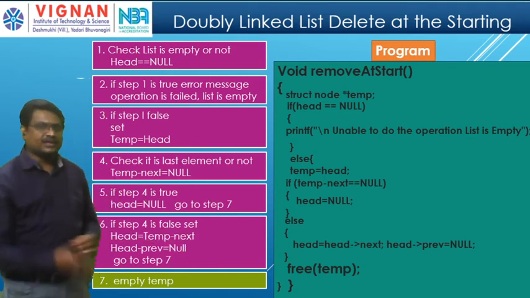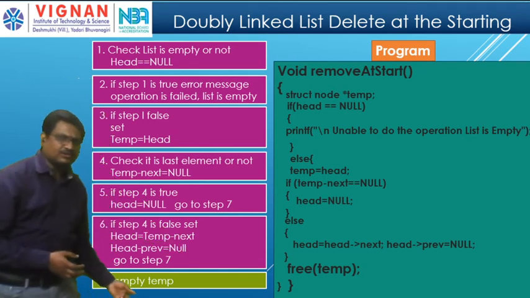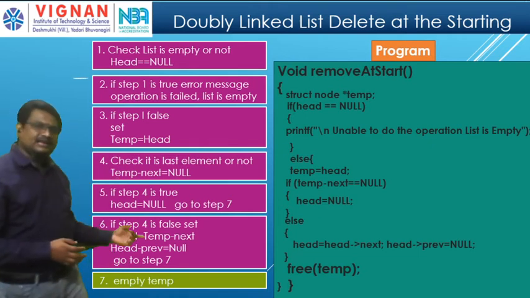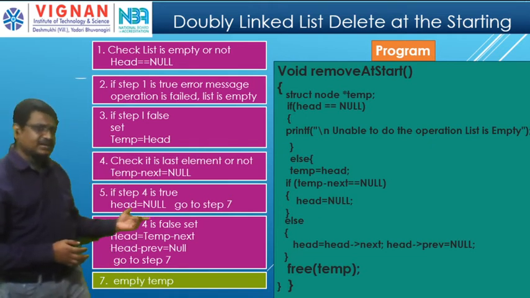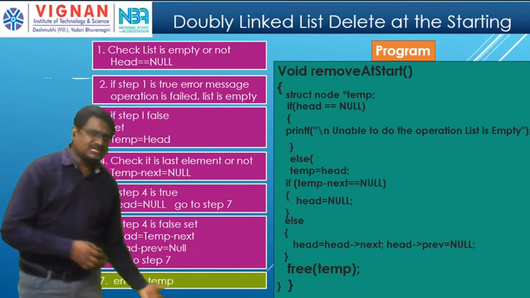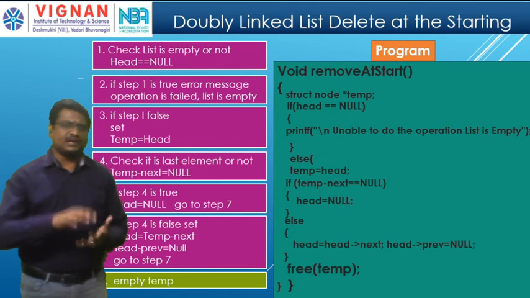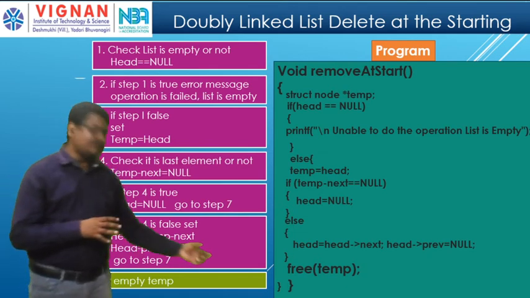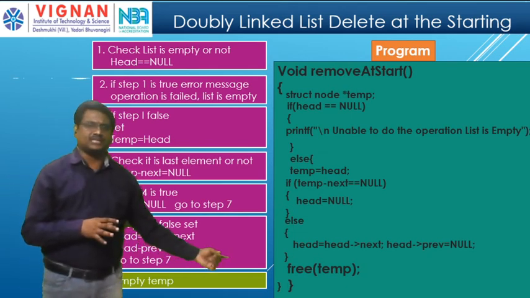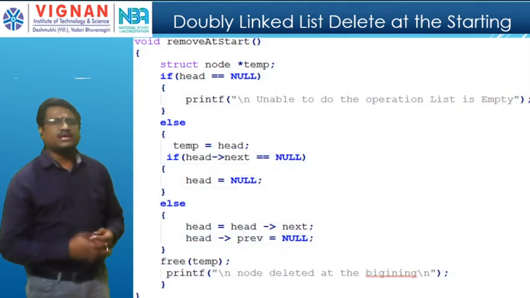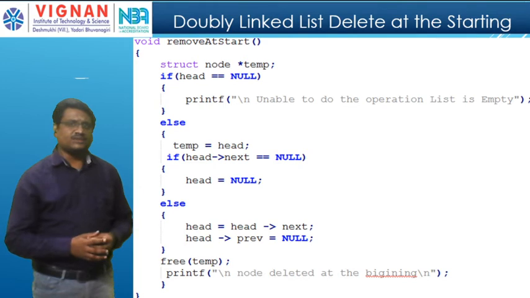As you see, now here in the seventh step, what am I going to do? Emptying the temporary variable. See here, I deleted from the linked list only, but I didn't delete it from the memory. So in the seventh step, I am deleting from the memory also. For that deletion, I will use the free function. In C, I will use the free function. So this is the complete program if I want to delete an element from the starting.